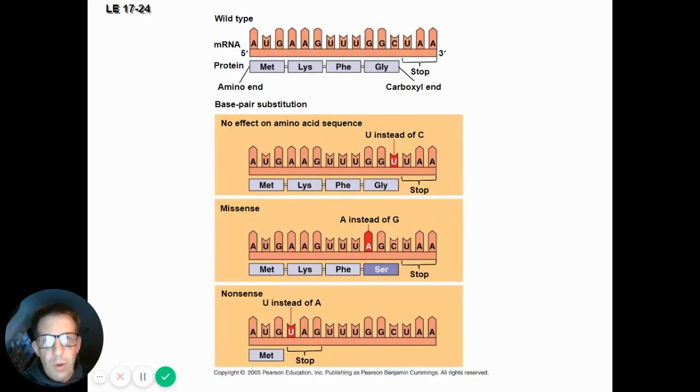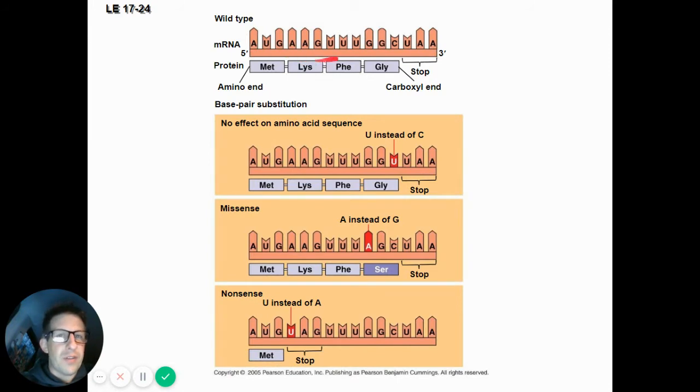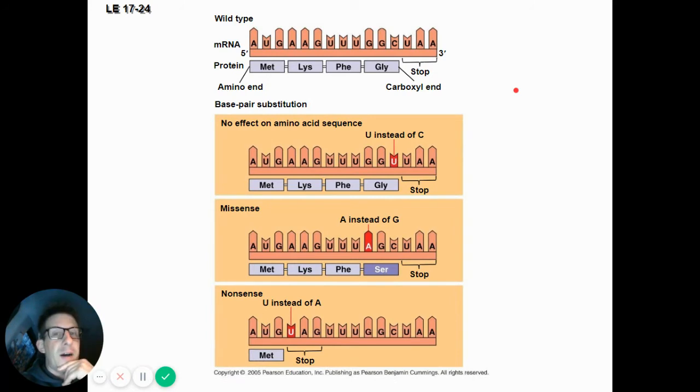Now, what we see up here is examples of both of these things. We see the original, in this case, the mRNA strand, and the mRNA strand we know has been created from the DNA strand. And down here in these peach boxes, it illustrates what would happen if we have some kind of mutation happen to a single base pair.